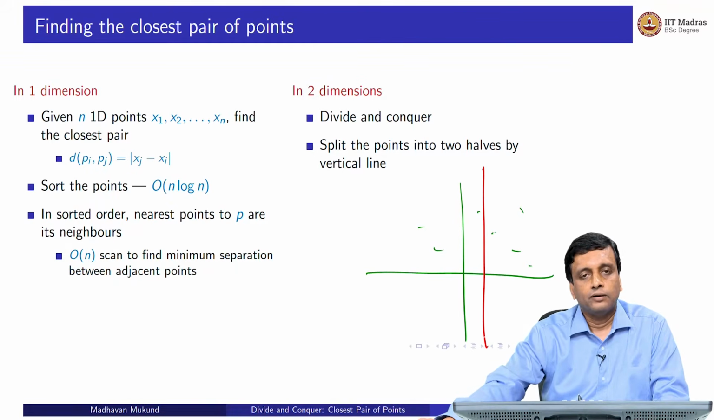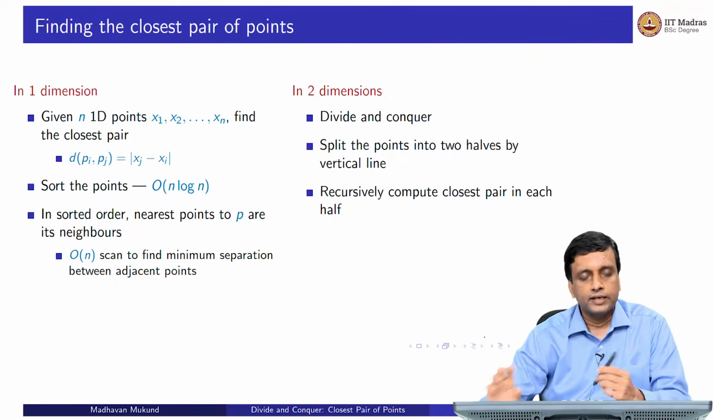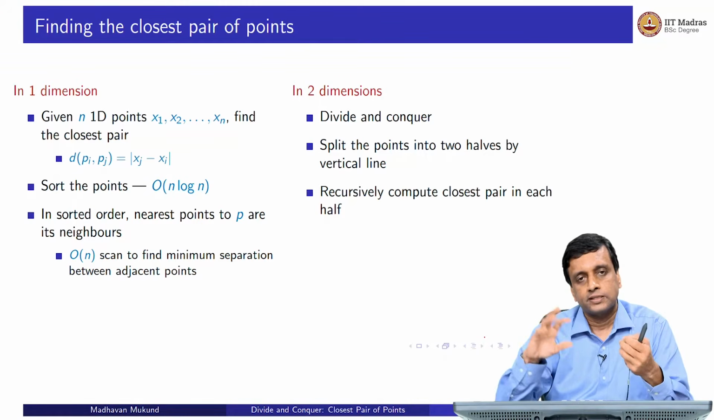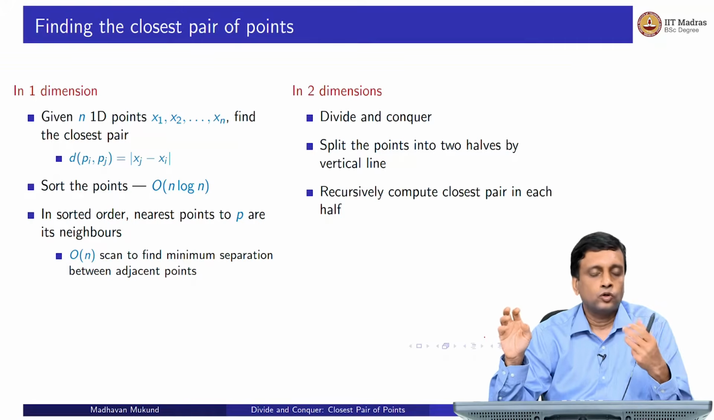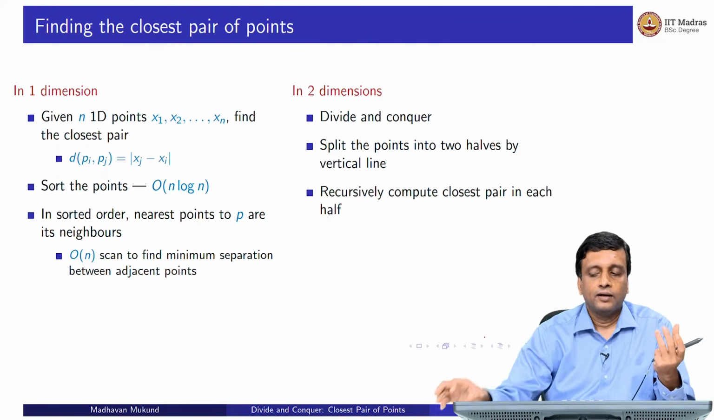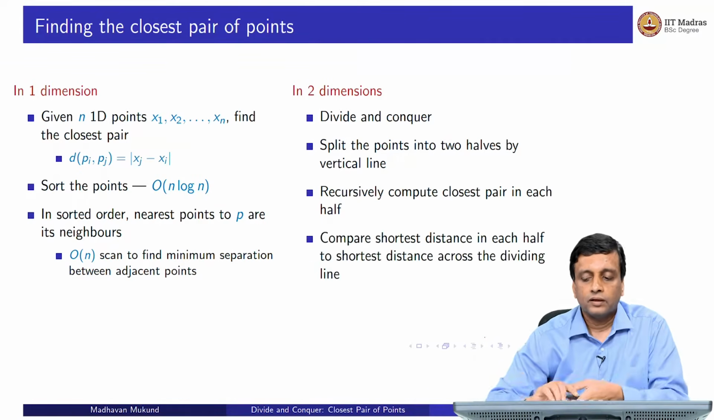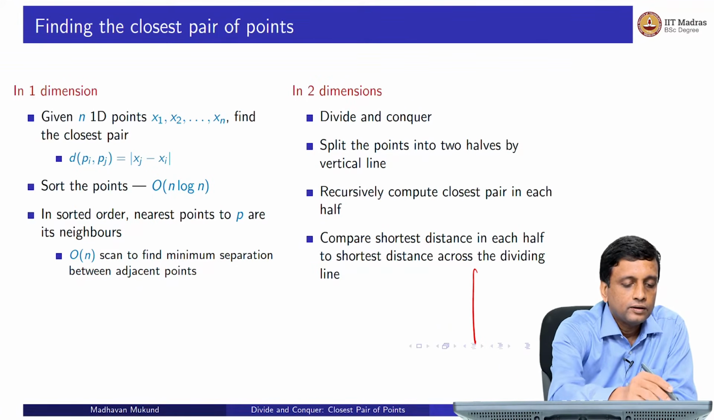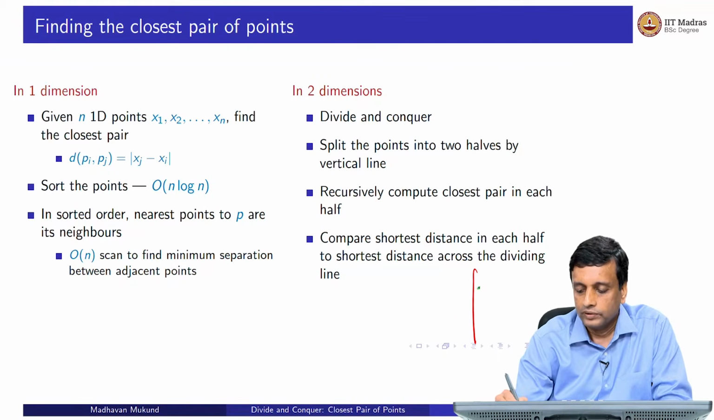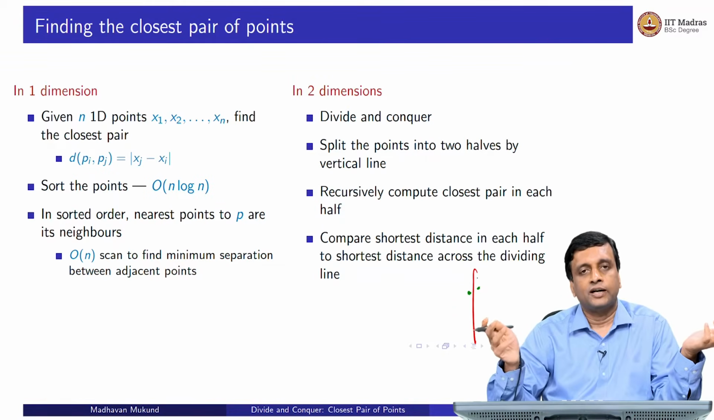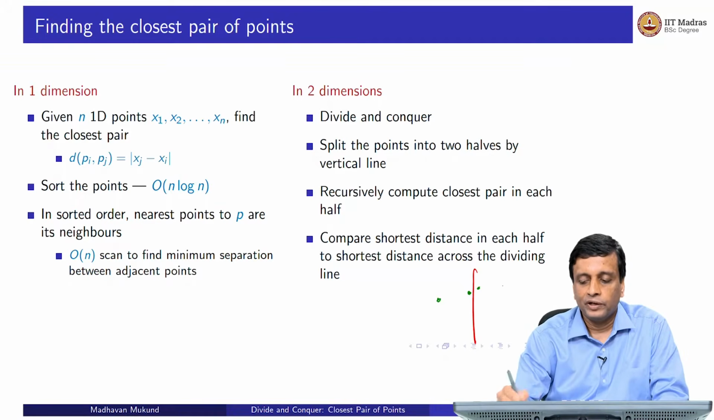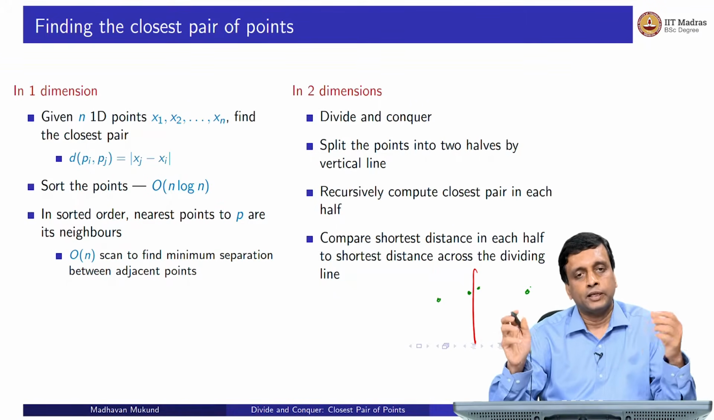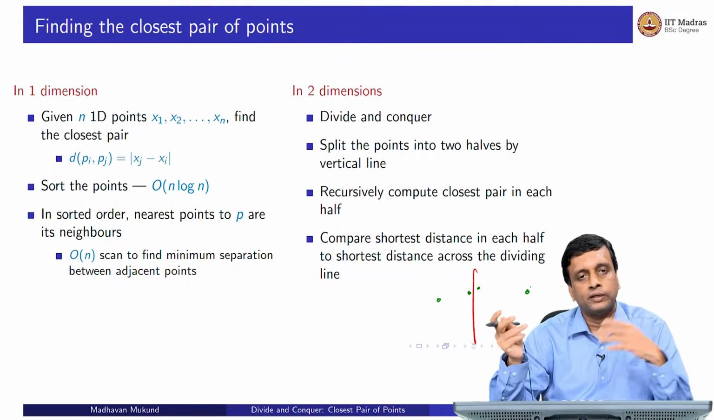Then we recursively find the solution within each half. So I now know the shortest distance to the left of the red line, and I know the closest pair of points to the right of the red line. But the problem is that I could have some points which are very close to the red line, which are in different halves. They might be very far away from the corresponding nearest points on their side, but they are very close to each other, though they are in different sets. One is in the left set, one is in the right set.